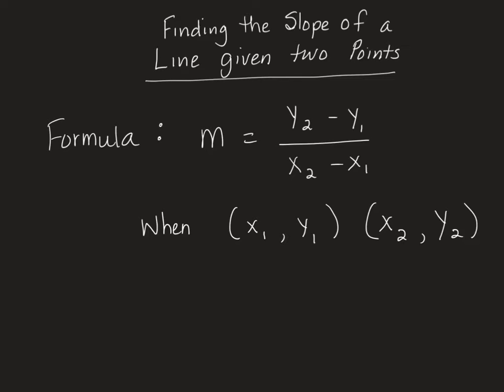Today we're going to be talking about finding the slope of a line given 2 points. So the first thing we need to know is the formula. Our formula, m, that's going to represent our slope, is equal to y2 minus y1 over x2 minus x1, when you have x1, y1, and x2, y2. These are the points that you're going to be given. X1 and y1 would go together, x2 and y2 would go together.